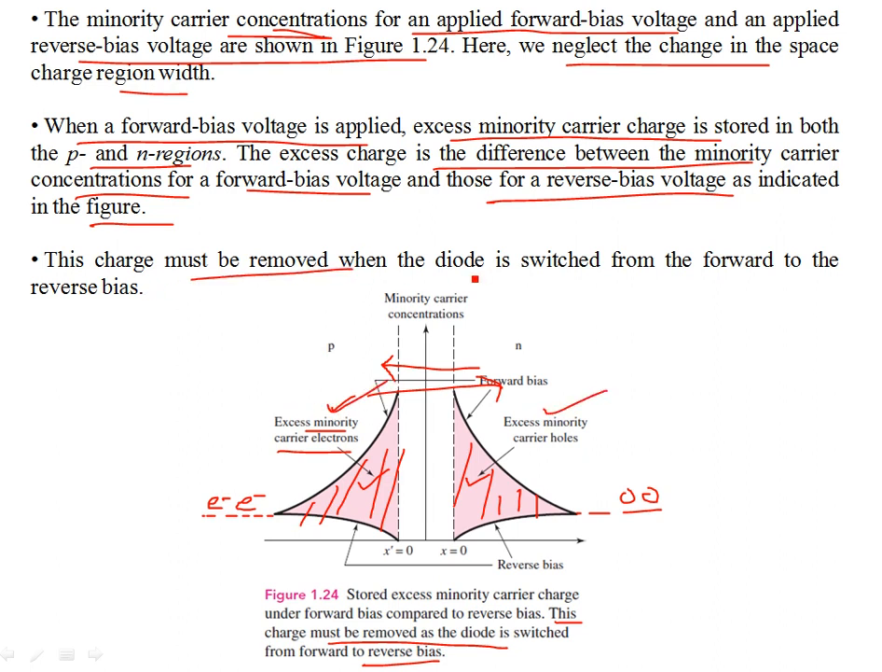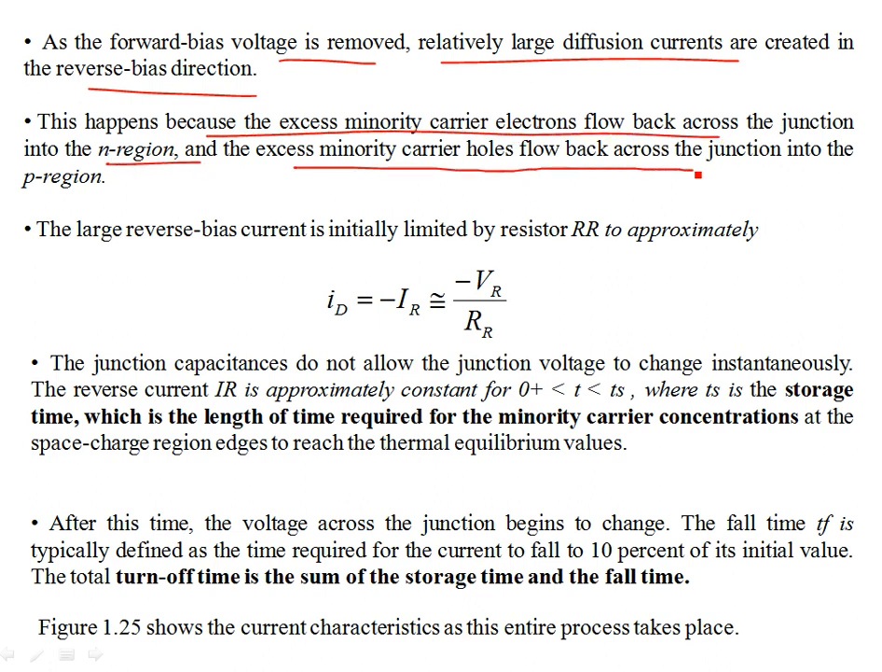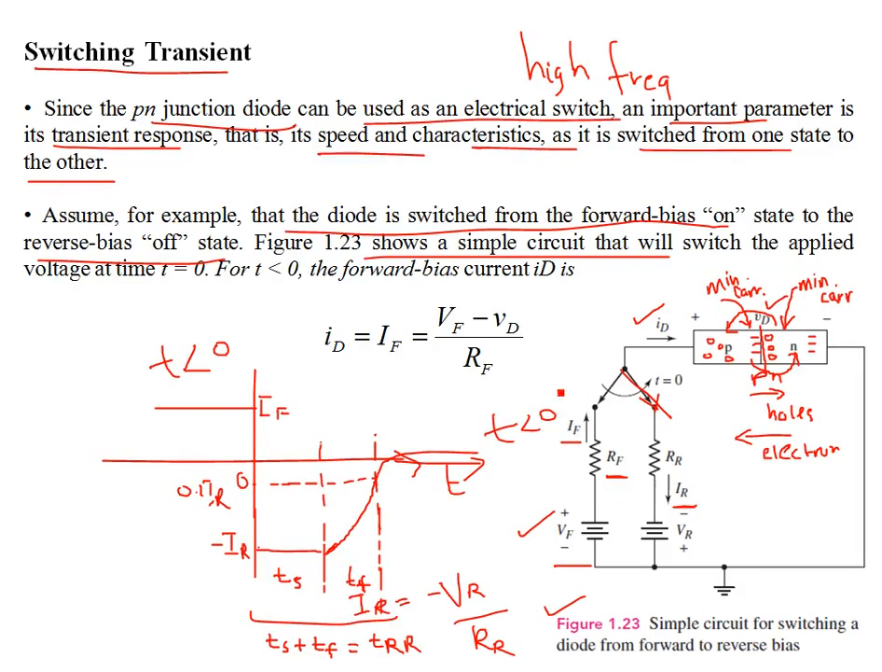So this charge must be removed when the diode is switched from forward bias to reverse bias. As the forward bias voltage is removed, relatively large diffusion currents are created in the reverse bias region. This happens because excess minority carrier electrons flow back across the junction into the N region, and excess minority carrier holes flow back into the P region. Of course, they have to settle down. Once the switch has been moved at t equal to 0 to the reverse bias position, the holes and the electrons which have moved on either side have to go back into their respective P-type and N-type regions, and they have to settle down before the diode becomes open circuit.